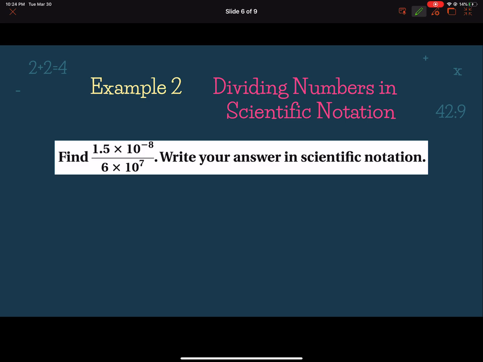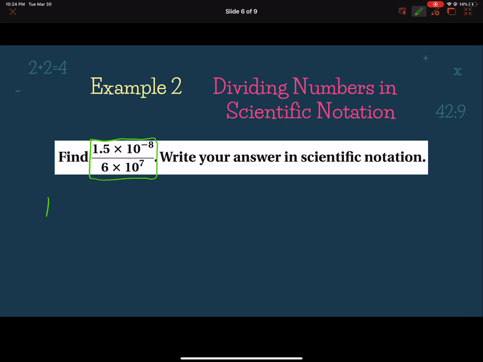But you are given a calculator, and you can use the calculator. But with division, there is something you need to know. There are 2 ways you can type in division. One of them is using the fraction button. That's why this looks like this. That will totally work.